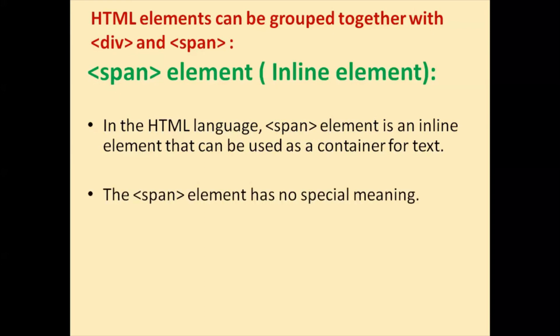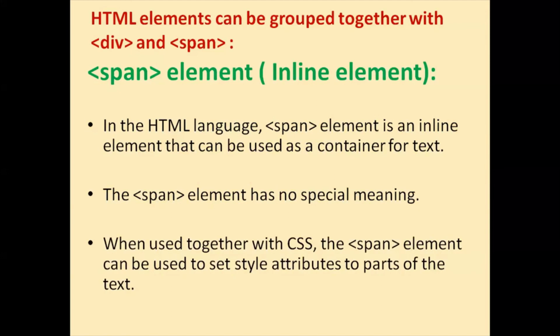The span element has no special meaning actually, but it can be used with CSS. If we want to apply some style attributes to a particular line of text, then we can use the span tag for that line of text, and within that span tag, we can provide a style attribute. With the help of the style attribute, we can render the output of the text in our own way, in whichever color or style we want. So only when used with CSS will span have a meaning.